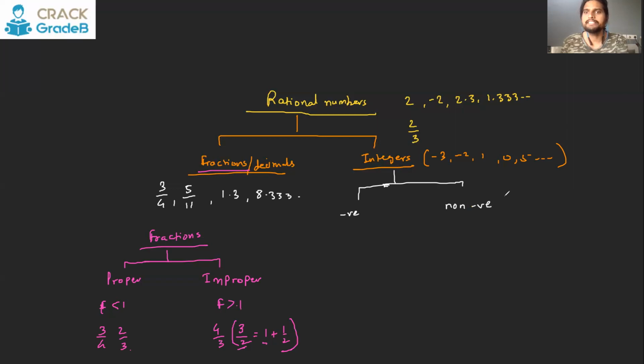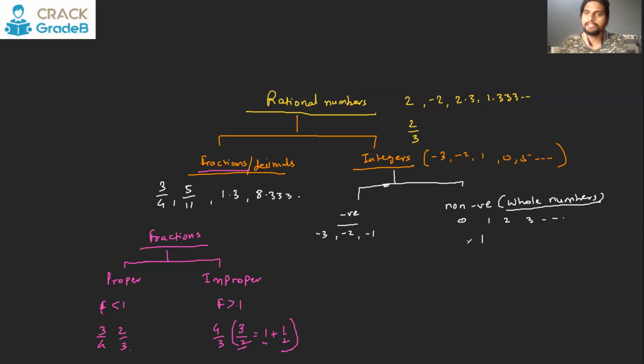The non-negative integers are also called the whole numbers. Non-negative integers will have 0, 1, 2, 3. Negative will be, as you know, -3, -2, up to -1. Those will be negative integers. And non-negative integers are called whole numbers.